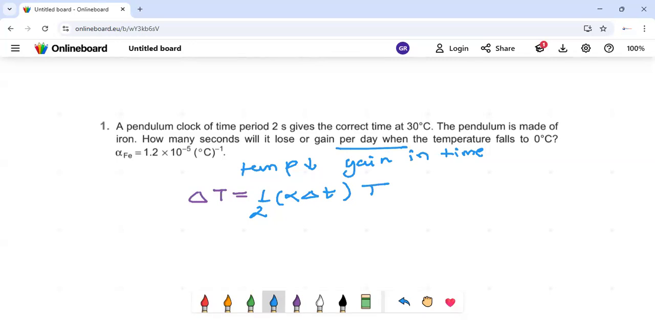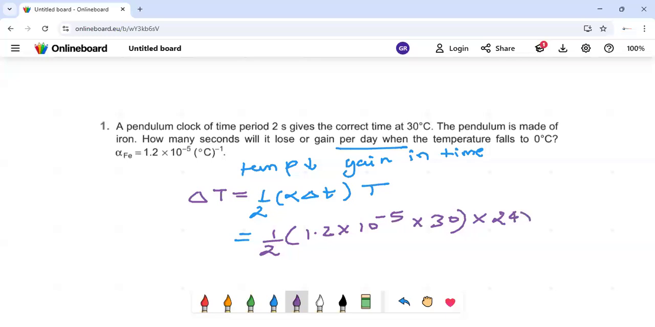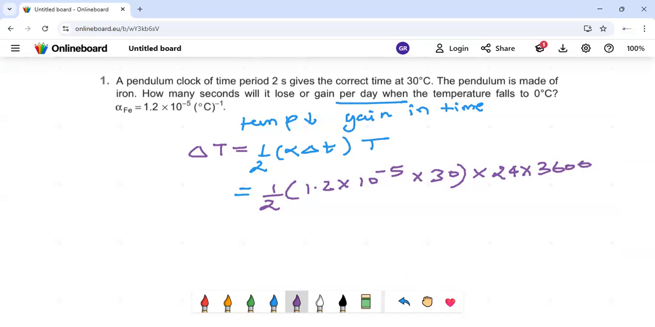So per day, they are asking. So half into 1.2 into 10 to the power minus 5 into change in temperature, or drop in temperature, which is 30. And in one day, you have 24 hours and each hour having 3600 seconds. I think if you multiply it, this is what we'll get, right?